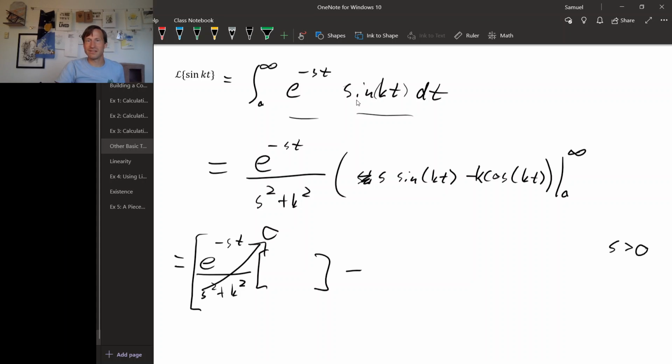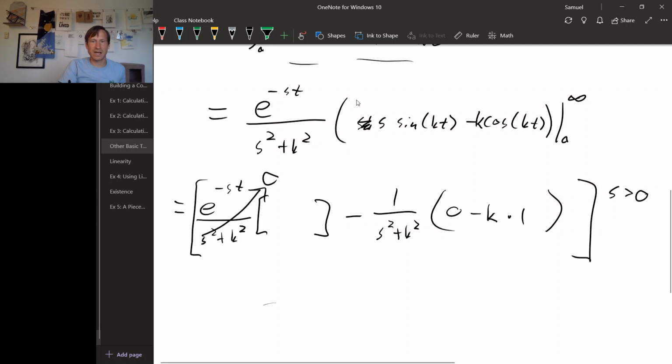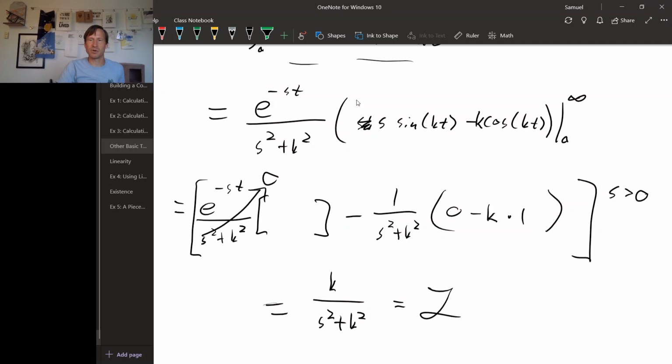Okay, so now let's plug in 0 for t. When t is 0, this numerator turns into 1, so 1 over s squared plus k squared times, now we need to work out the stuff in parentheses here. So t is 0, sine of 0 is 0, so 0 minus k times, and cosine of 0 is 1. So we get, right, minus and minus is plus, in the numerator we get a k, so k over s squared plus k squared. So this is the Laplace transform of sine kt.